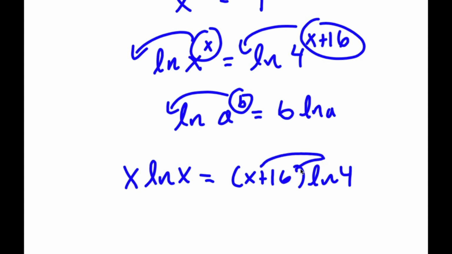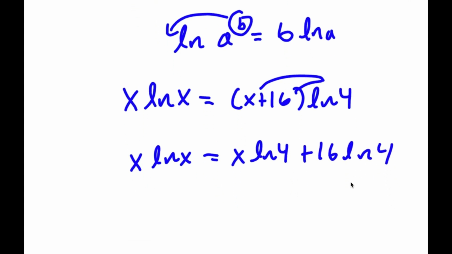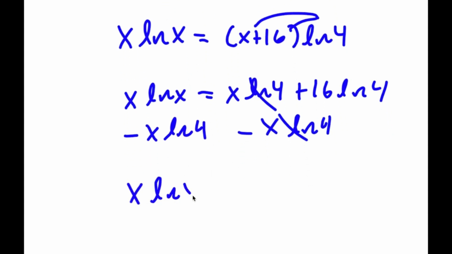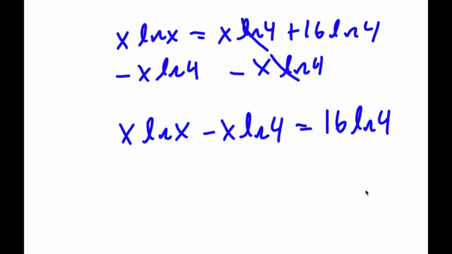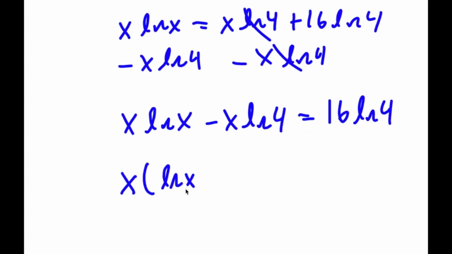Now if I distribute the ln 4, I get x times ln 4 plus 16 times ln 4. Now if I subtract x times ln 4 on both sides, these two cancel out, and I get x times ln x minus x times ln 4 is equal to 16 times ln 4. Now I can go ahead and factor out x from here, so I get x times ln x minus ln 4 is equal to 16 times ln 4.